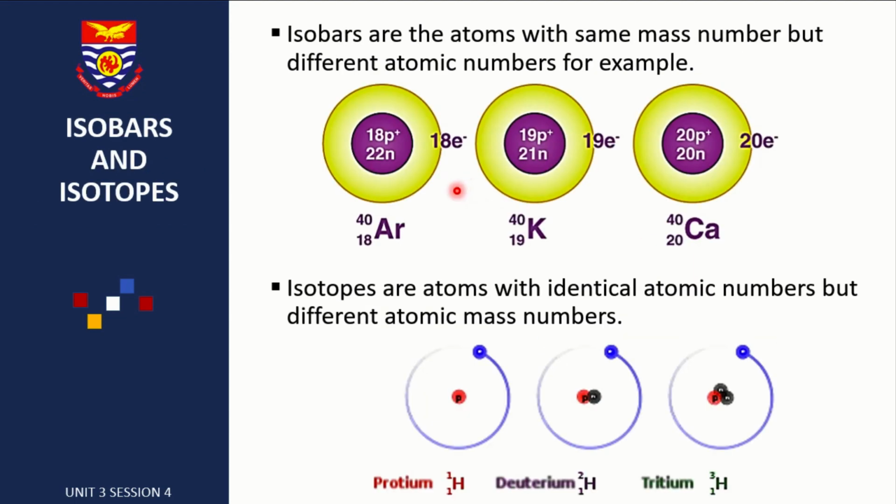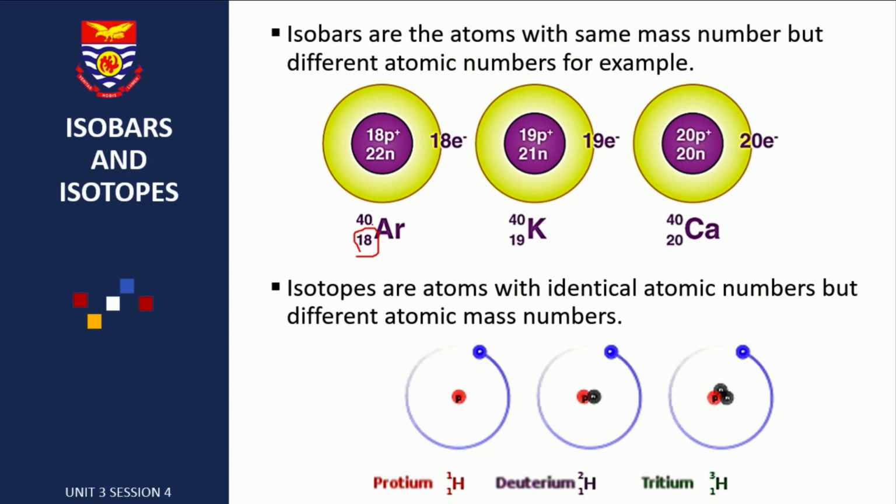Let's talk about isobars and isotopes here. What's an isobar? Isobars are atoms with the same mass number, but different atomic numbers. So we have some atoms, some elements that may exhibit the same mass number, but may have a different atomic number. And we do remember from our previous slides that always we write the atomic number beneath here and the mass number at the top here.